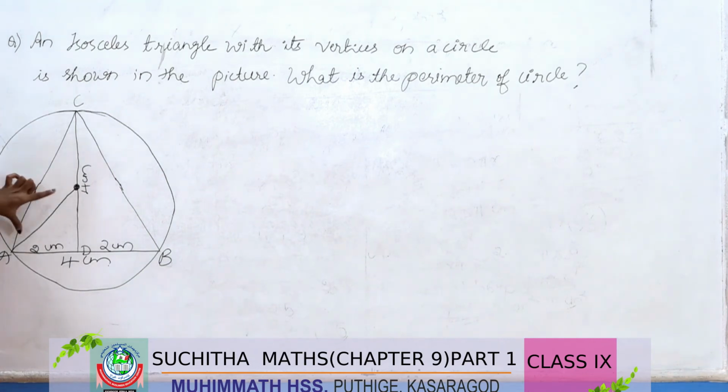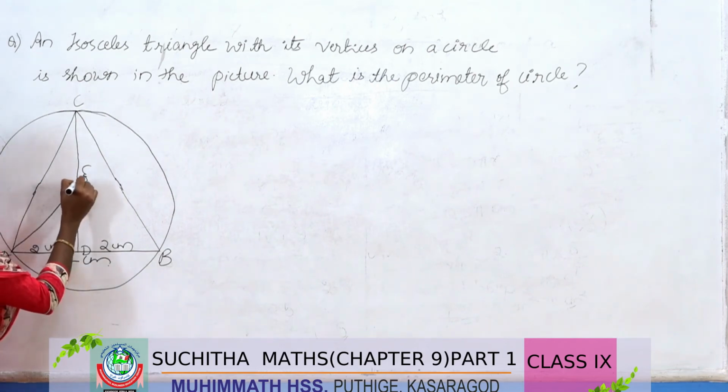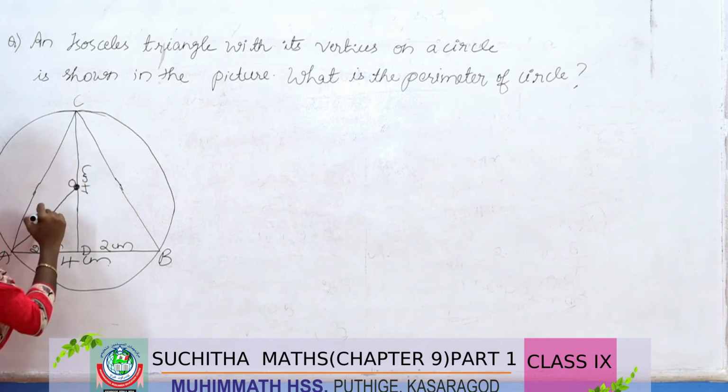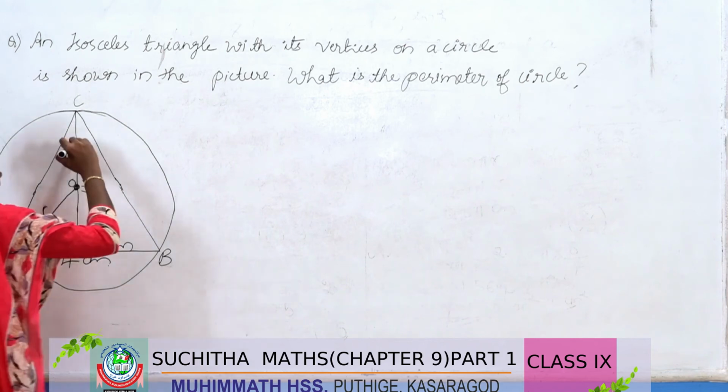And the radius is not given, so we have to calculate the radius. The center is O. AO is R, where R denotes the radius of the circle. And this distance is also a radius, isn't it? It's also R.